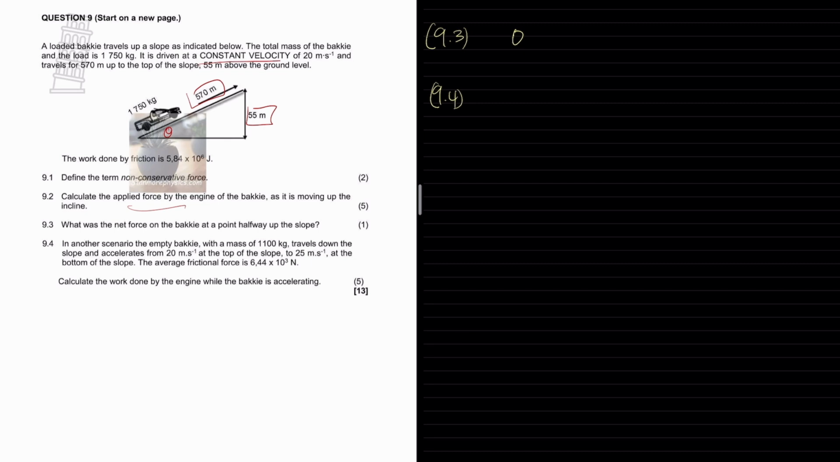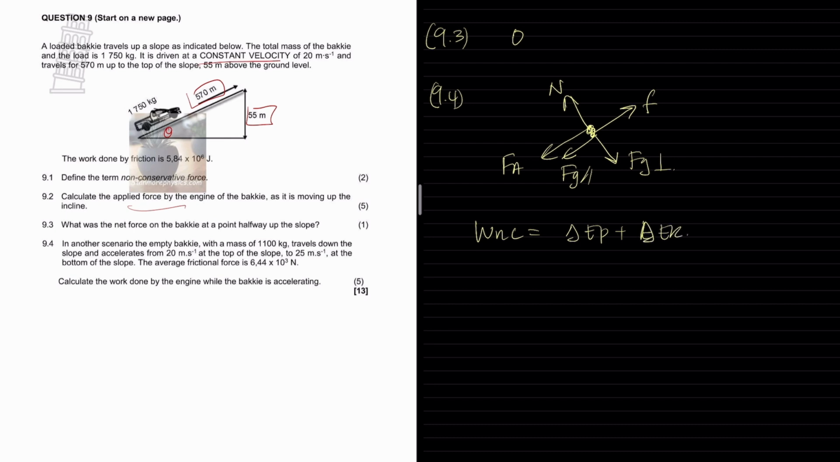So I'll draw a free body diagram again. So this is the force applied, the engine now. This is going to be Fg parallel. This is friction, normal, Fg perpendicular. Now, since it's accelerating, the forces are not going to be equal. So we can use WNC is equal to delta EP plus delta EK. Now, two forces are non-conservative, this one and this one.